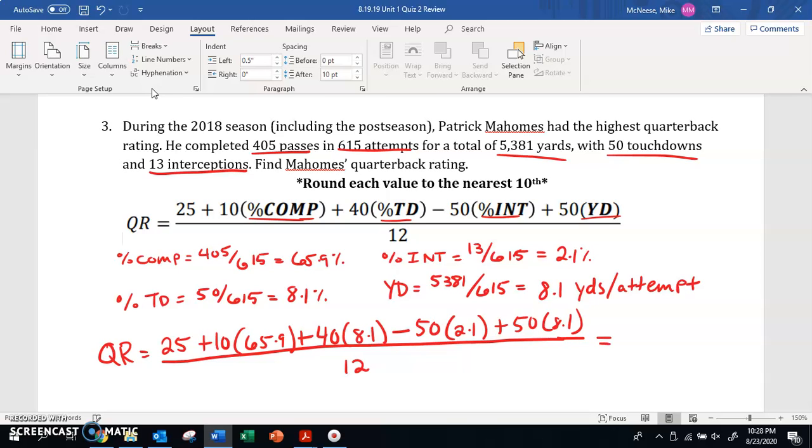And so now if we average all this out, on top we would get 1338 divided by 12, or an average QB rating of 111.5. And that is our entire review.